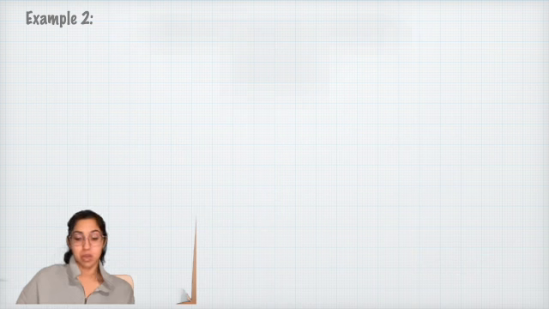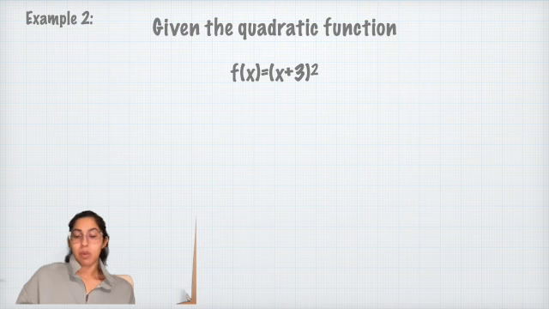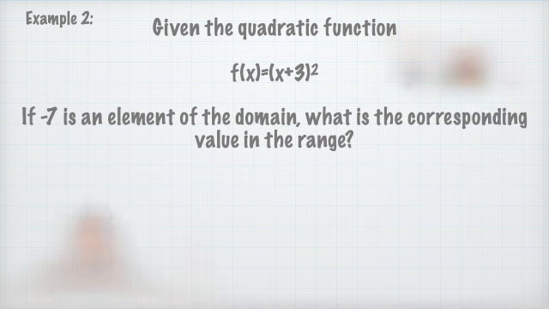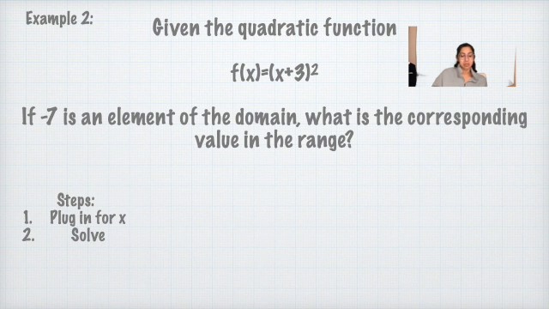Example 2. Given the quadratic function f of x equals (x plus 3) to the power of 2, if negative 7 is an element of the domain, what is the corresponding value in the range? So these are actually pretty simple, even though they sound really wordy. So steps: plug in for x, and then solve. So we're just putting that negative 7 in for x, okay?